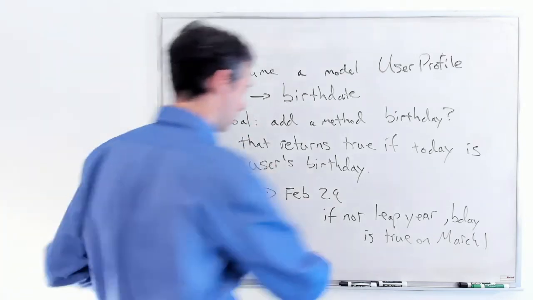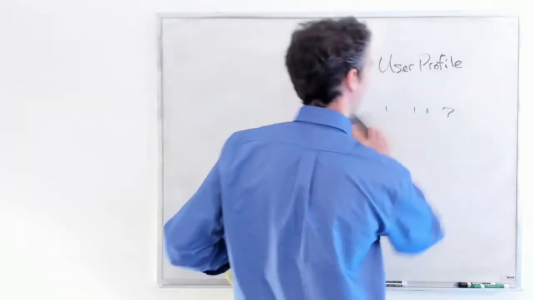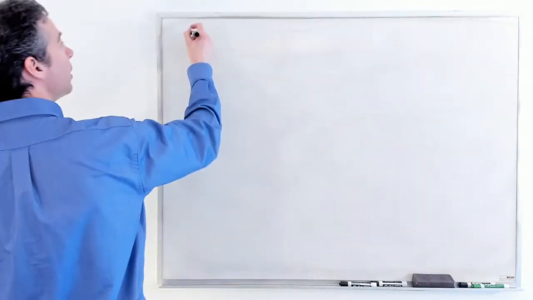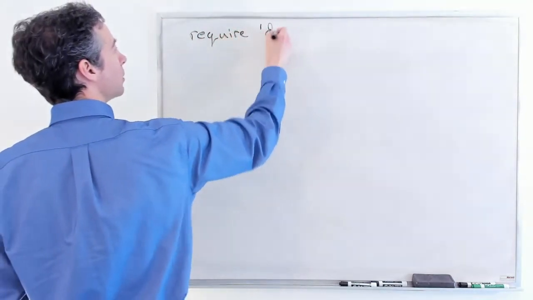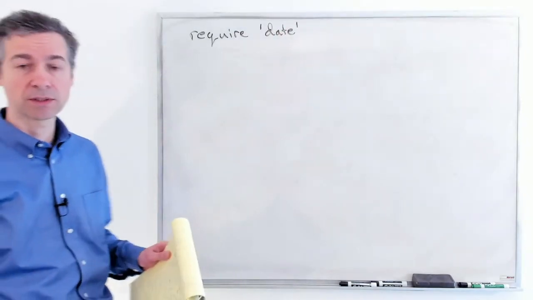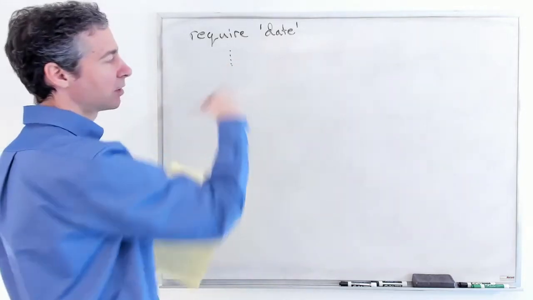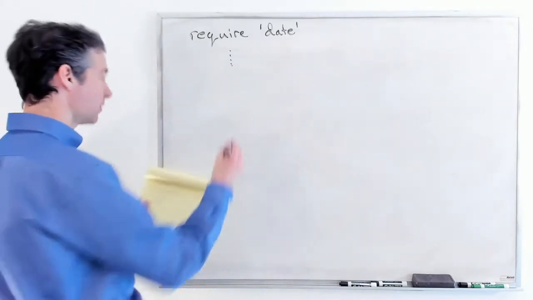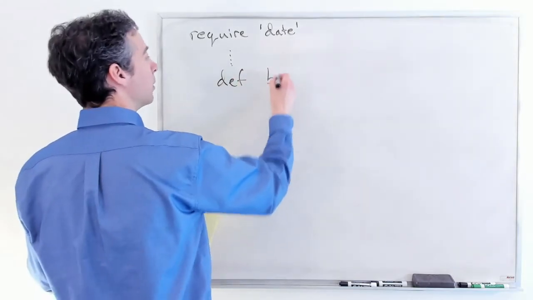All right, and so let's go ahead and do this. And this would be written inside of the user profile model. So at the top of the file, we're going to need to require date, because we need access to the date class and its methods. So I'm going to skip over the material that we need to declare the class and stuff.